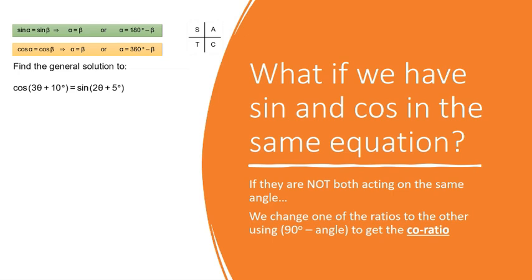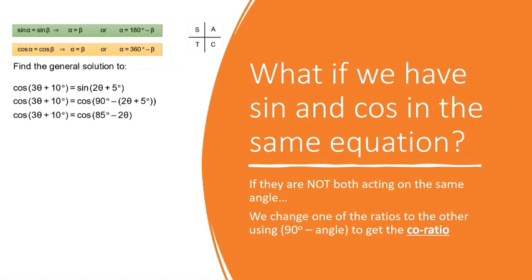Right, let's dive into an example. We're going to find the general solution to this equation. Notice that we cannot divide by cos of 3 theta plus 10 because we won't get tan. So in this case, you've got a choice: you could either change cos to sine or sine to cos. We're going to change the sine of 2 theta plus 5 to cos of 90 minus that. That simplifies to that, and now we've got cos of something equals cos of something else.